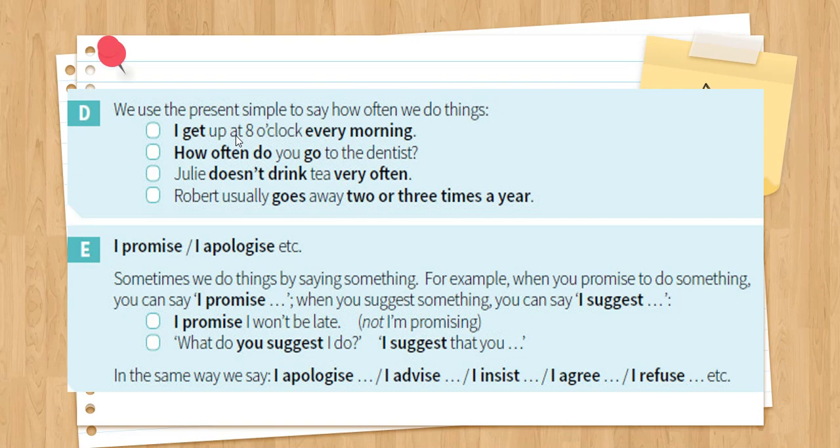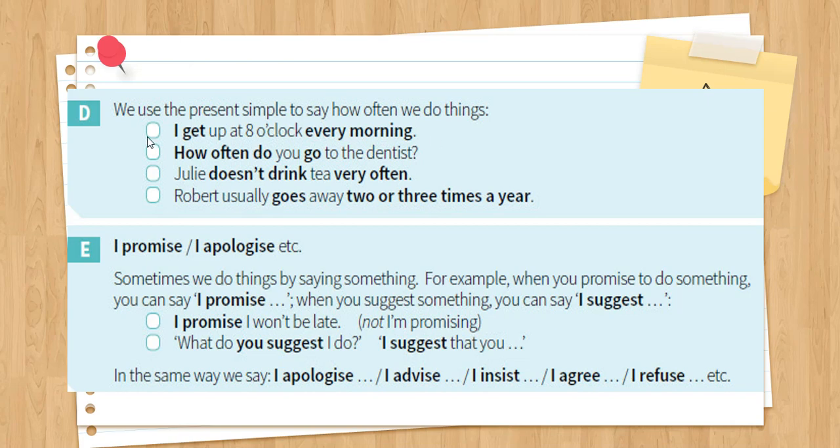It says, we use the present simple to say how often we do things. Yes, okay? How often we do things. When we use the present simple, we usually use adverbs of frequency or frequency adverbs. For example, never, usually, sometimes, rarely. There are many. I get up at 8 o'clock every morning. You can say, I usually get up at 8 o'clock every morning. Okay, students, I'm going to explain the use of frequency adverbs in our next video.